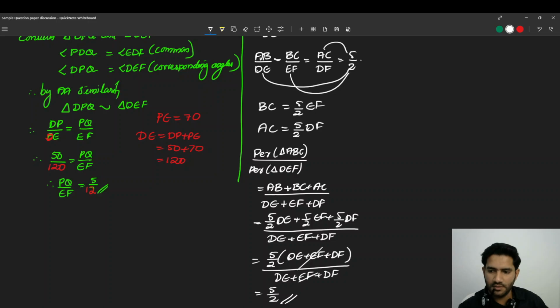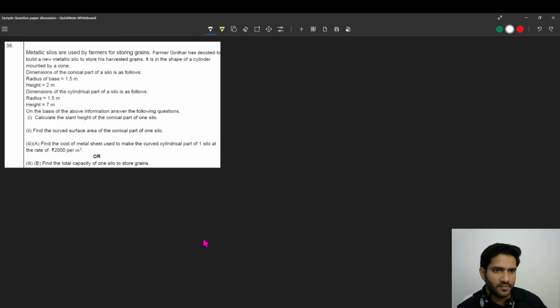Now look at here, the last one. Metallic silos are used by farmers for storing grains. Farmer Girdhar has decided to build a new metallic silo to store his harvested grains. It is in the shape of a cylinder mounted by a cone. Dimensions of the conical part of the silo: the radius is 1.5 meter, height is 2 meter.